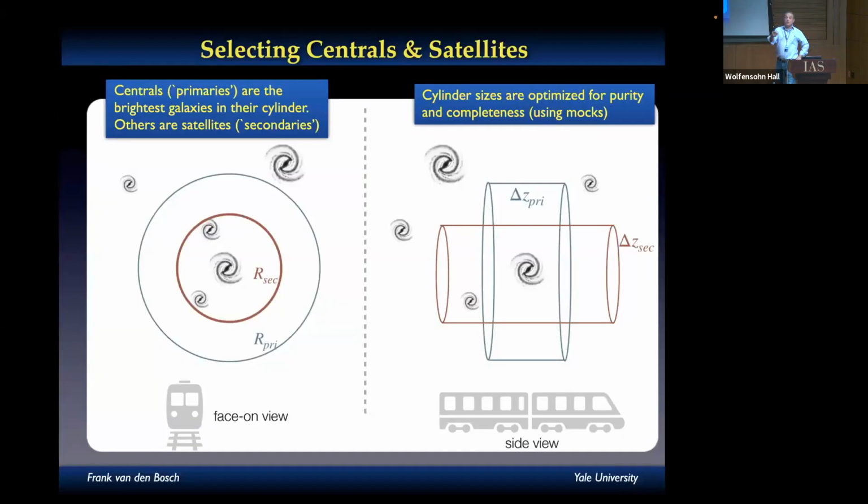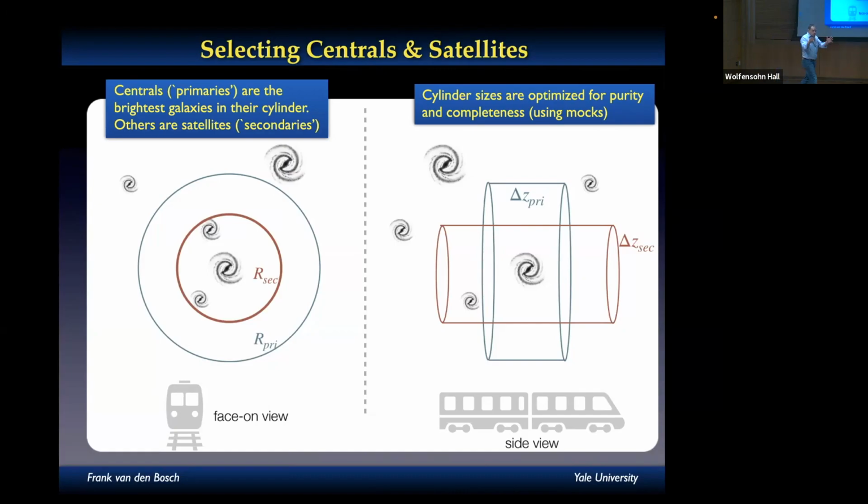So indeed, how do you find centrals and satellites? They don't come labeled as such. So the way this is done, and the way everyone does it, basically, is you put a cylinder around each galaxy, and you ask, am I the brightest galaxy in my cylinder? This is a cylinder in redshift space and a certain opening angle. If you're the brightest galaxy in your cylinder, you're called a primary, the idea being, hopefully you're a central. Then you put potentially another cylinder around it, and all the fainter galaxies in that cylinder around this primary, I'll call secondaries, the idea being, hopefully they are satellites.